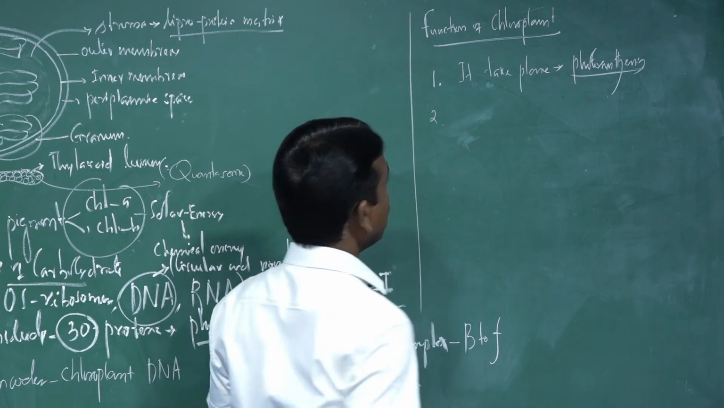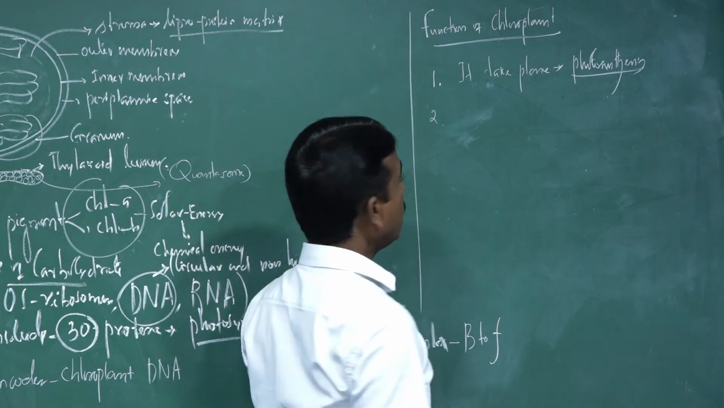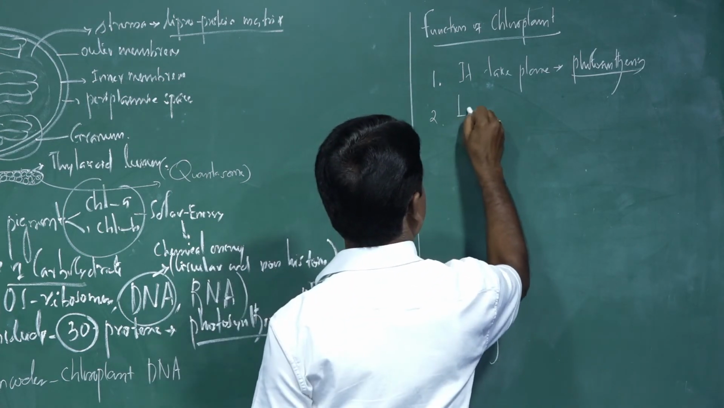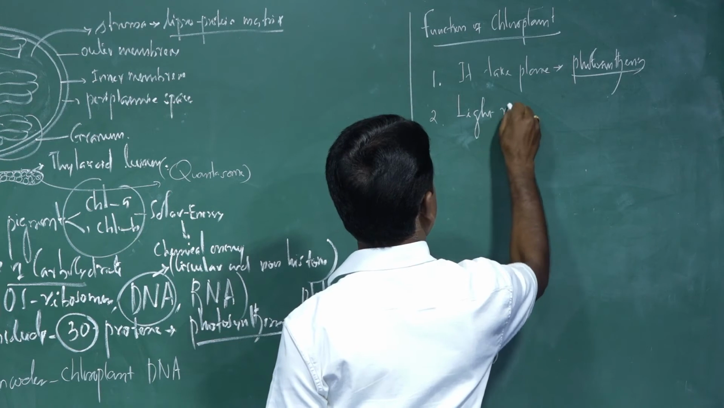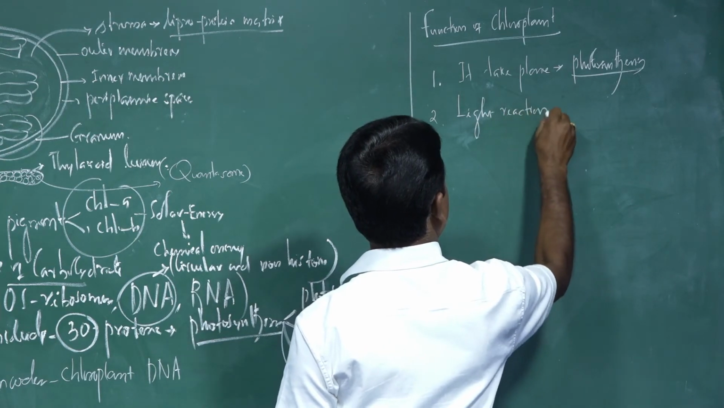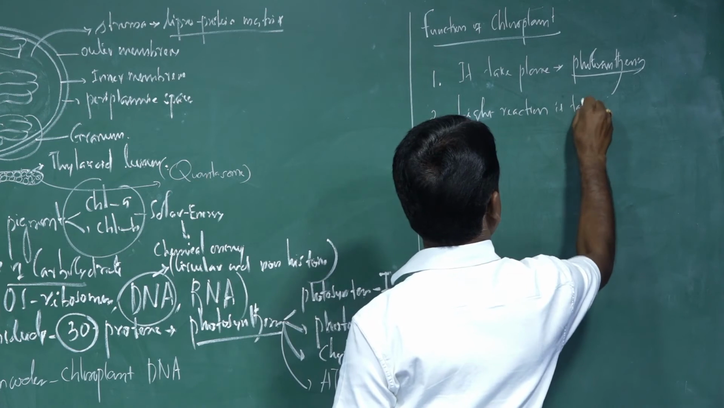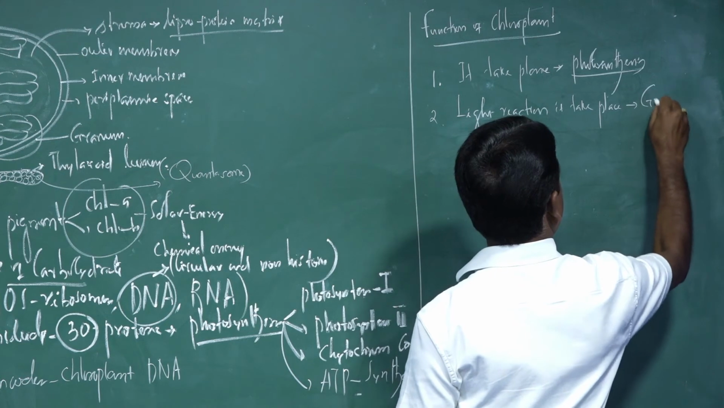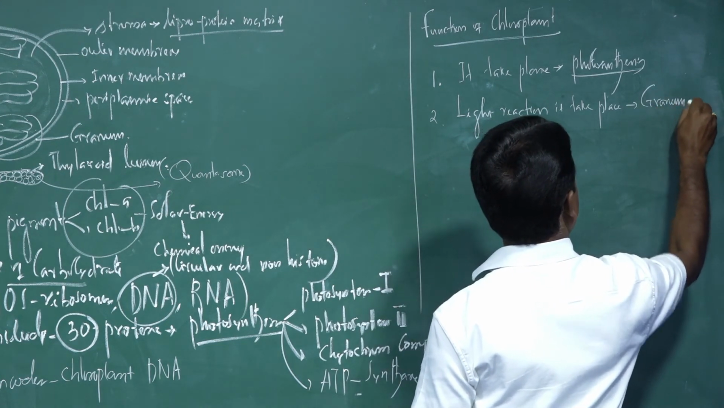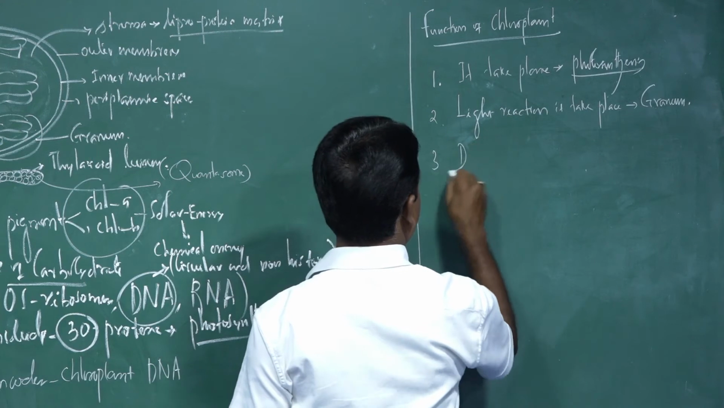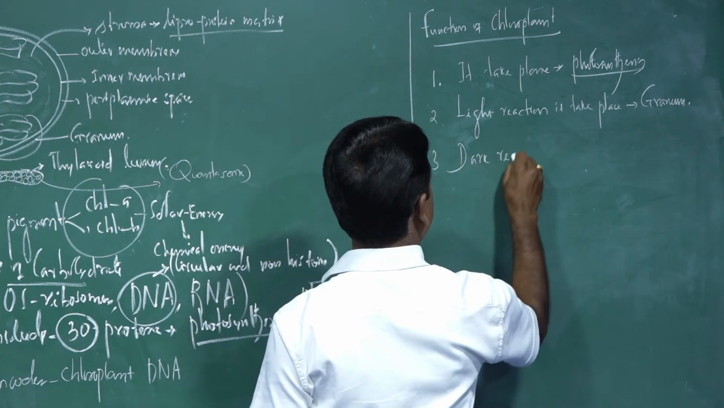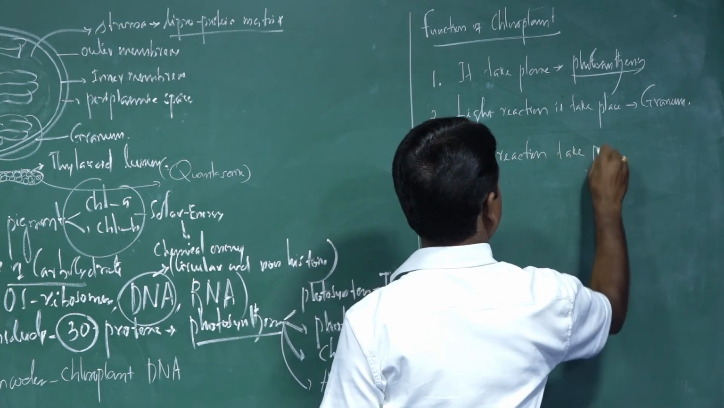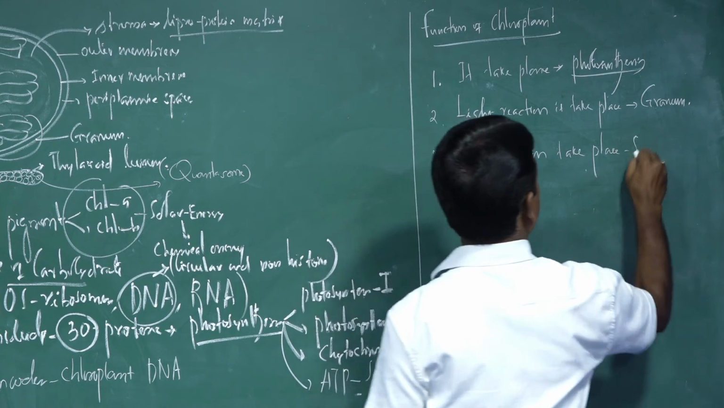Second, in the chloroplast different kinds of reactions take place. The light reaction takes place through the granum. Likewise, the dark reaction takes place through the stroma.